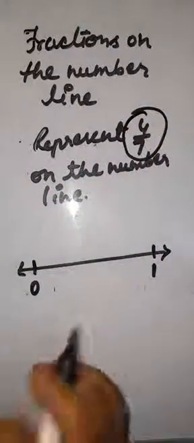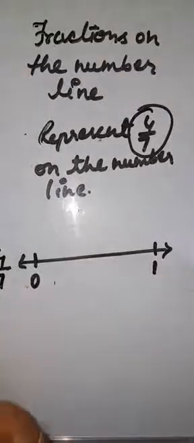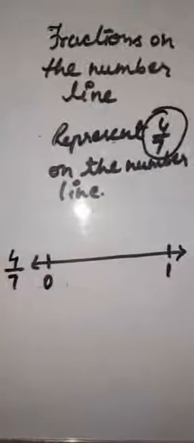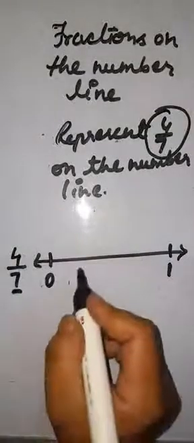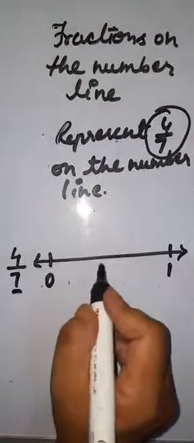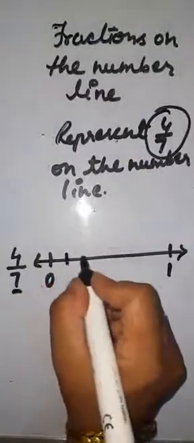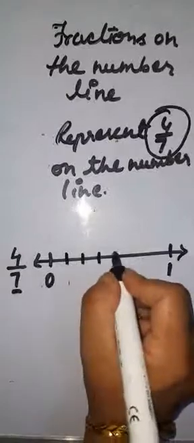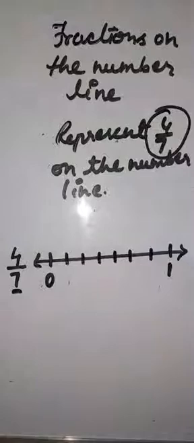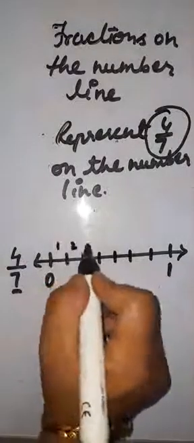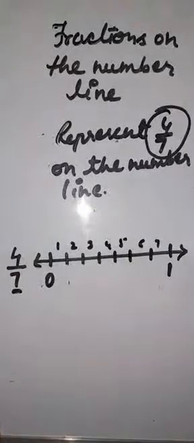Always remember the denominator part. Which is the denominator in this fraction? 7. So into how many parts do we have to divide this number line? 7 equal parts. So now mark 7 parts: 1, 2, 3, 4, 5, 6, and this one is 7. We have divided it into 7 parts.